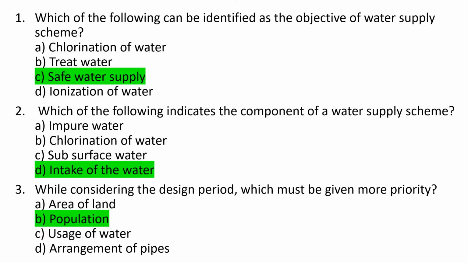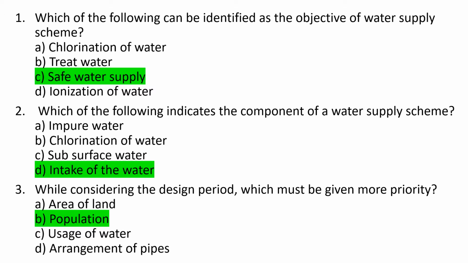Question number 2. Which of the following indicates the component of a water supply scheme? Here also we have 4 options. First one, impure water. B, chlorination of water. C, subsurface water. And D, intake of water.